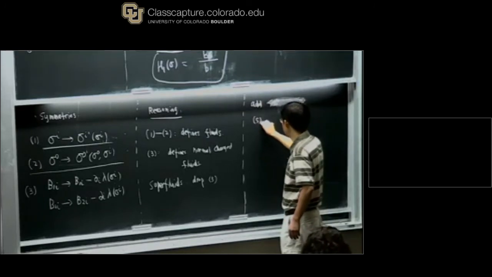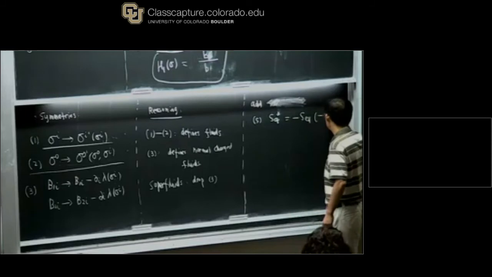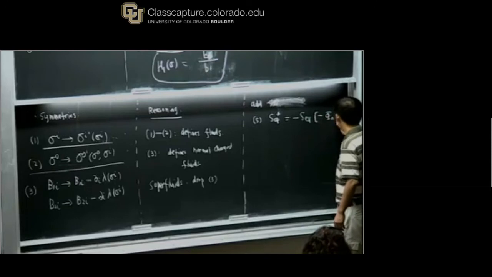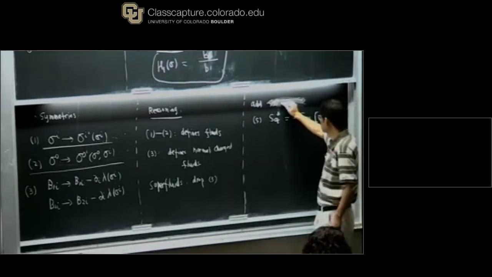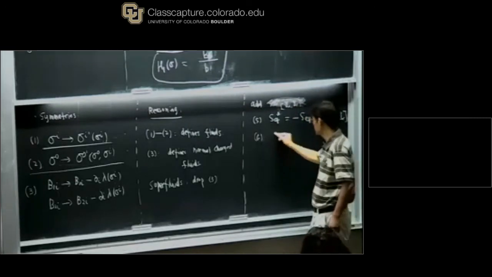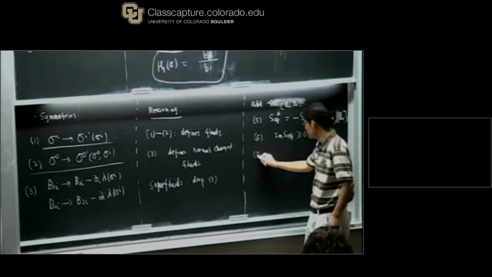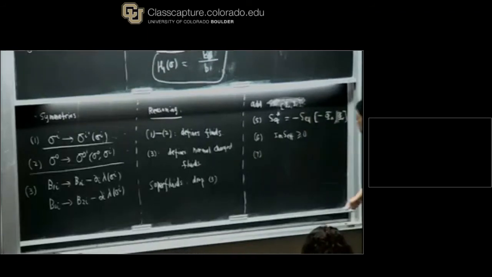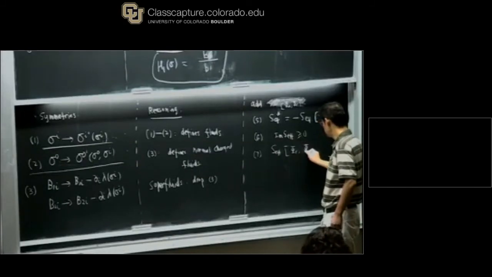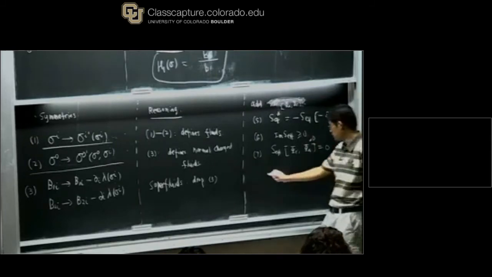So 5 would be S effective star equal to S effective with the sign of phi A switched to minus phi A. You keep phi R the same. Let me write it explicitly: phi A, phi R. And 6 is that the imaginary part of S effective should be greater than or equal to 0. And 7 is that when you set the A field to 0, it should be 0. And 8 is this dynamical KMS.